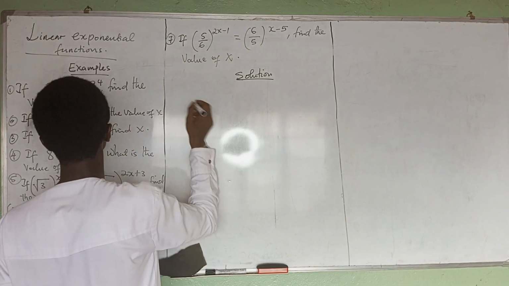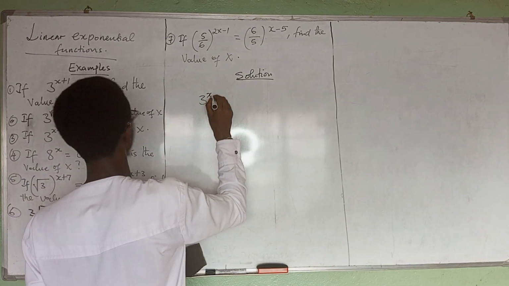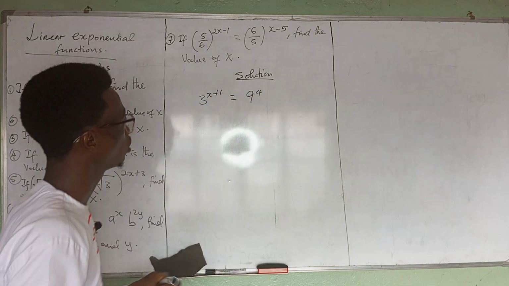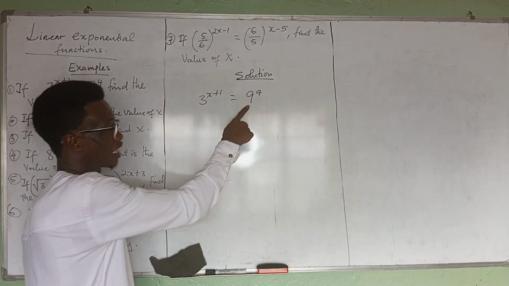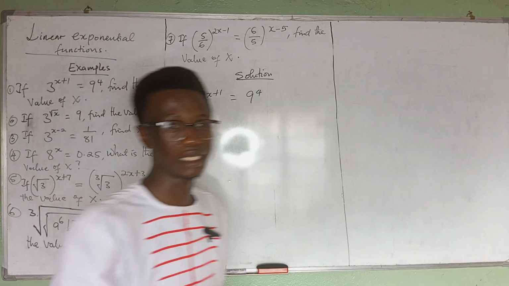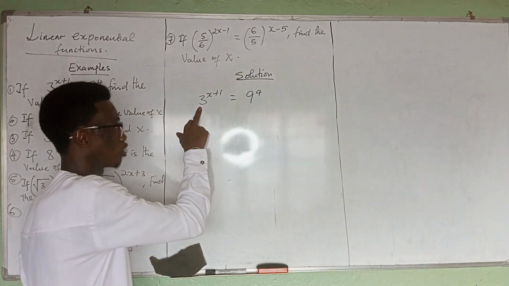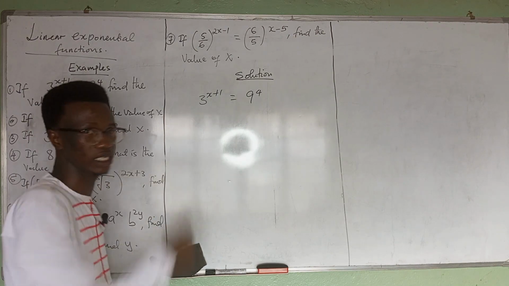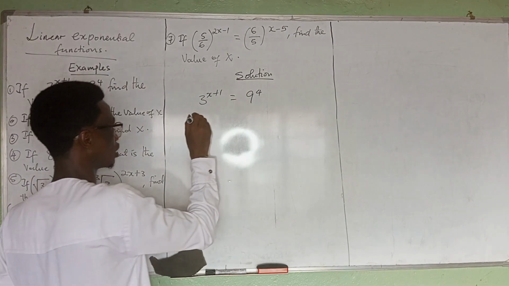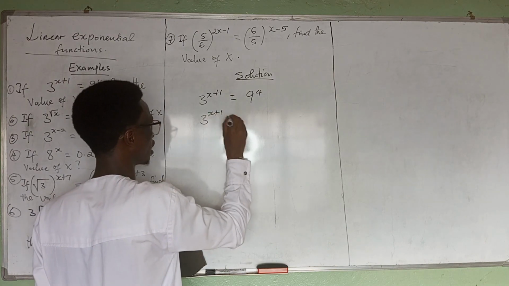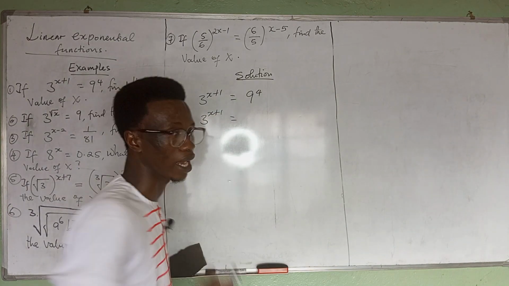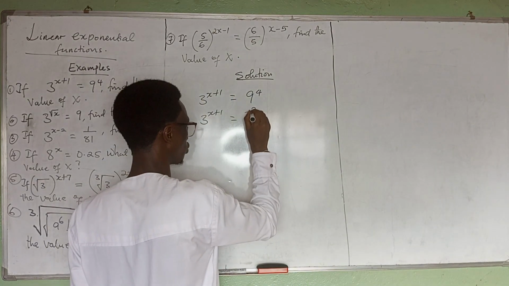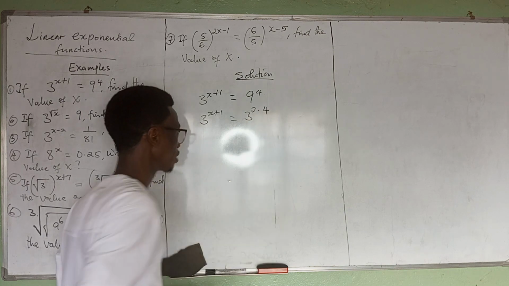So let's look at the first one here, which says 3 raised to the power x plus 1 equals 9 raised to the power 4. Now you have to look at these 3 and 9. Which of them is the smaller? 3 is the smaller. So you have to see that 9 also has a base, which is 3. What power can we raise 3 to that will give us 9? That's 3 squared. So 3 raised to the power 2, and this is multiplied by 4.